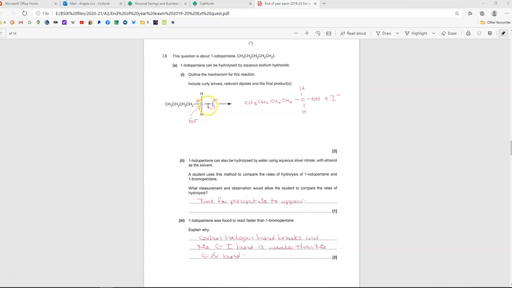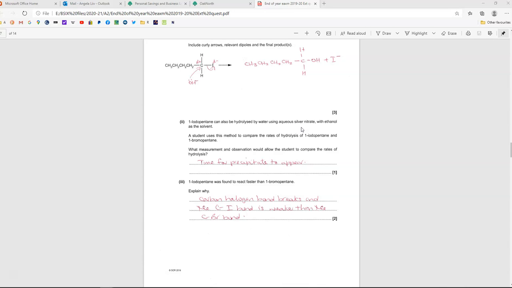The covalent bond between the carbon and the iodine must break, because carbon only makes 4 bonds. So there's your product, and you had to include the I minus. If you didn't have that in there, you didn't get the final mark. So you might get the 2 marks for the curly arrows, but if you just wrote the alcohol, you didn't get the final mark. You had to put I minus as well. So don't forget, the equation's got to be balanced.